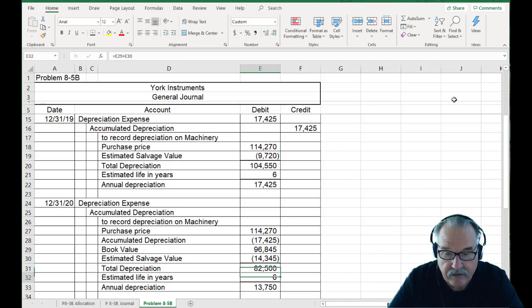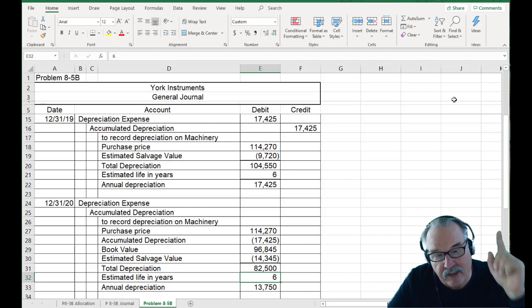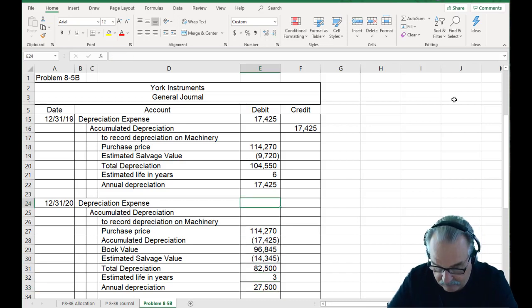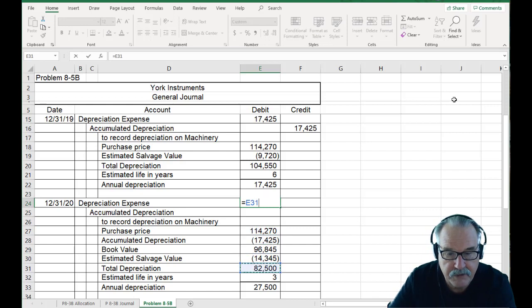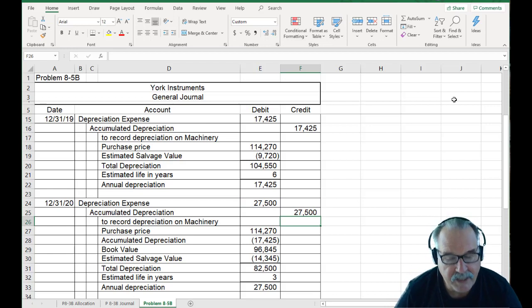And instead of 6 years, it's 4 years, but we've already done 1 year last year. So we have 3 more years to go, and we're going to just debit depreciation expense and credit accumulated depreciation for that $27,500. This is what happens when we change our estimate.